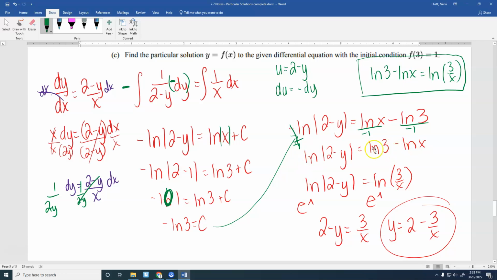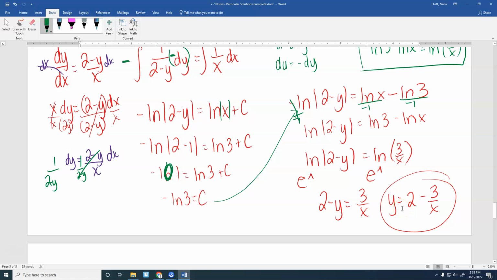And these can be combined using properties of exponents. So this is going to be natural log of 3 divided by x. And so at this point, you can do e to the power on both sides. You get 2 minus y equals 3 over x. And then you subtract your 2 and divide by your negative, and you will get y equals 2 minus 3 over x. Right there.